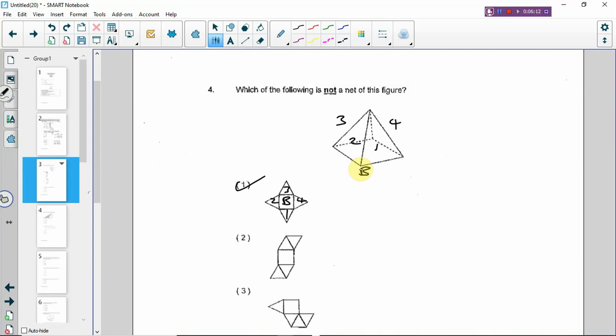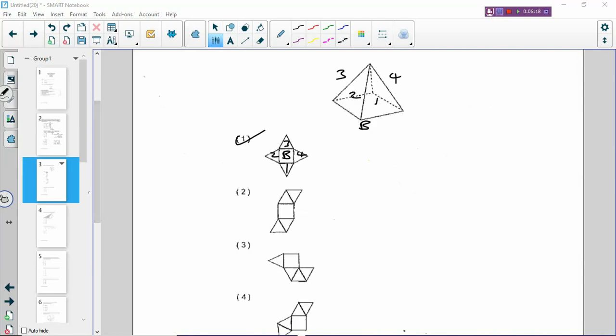Okay, then you look at number 2. What do you see? Now you can do the same thing. The base is here, and then your 1 is here, the front, and then your 2 will be on this side, and then your 3 will be here, and then your 4 will be over here. So this is a possible net.